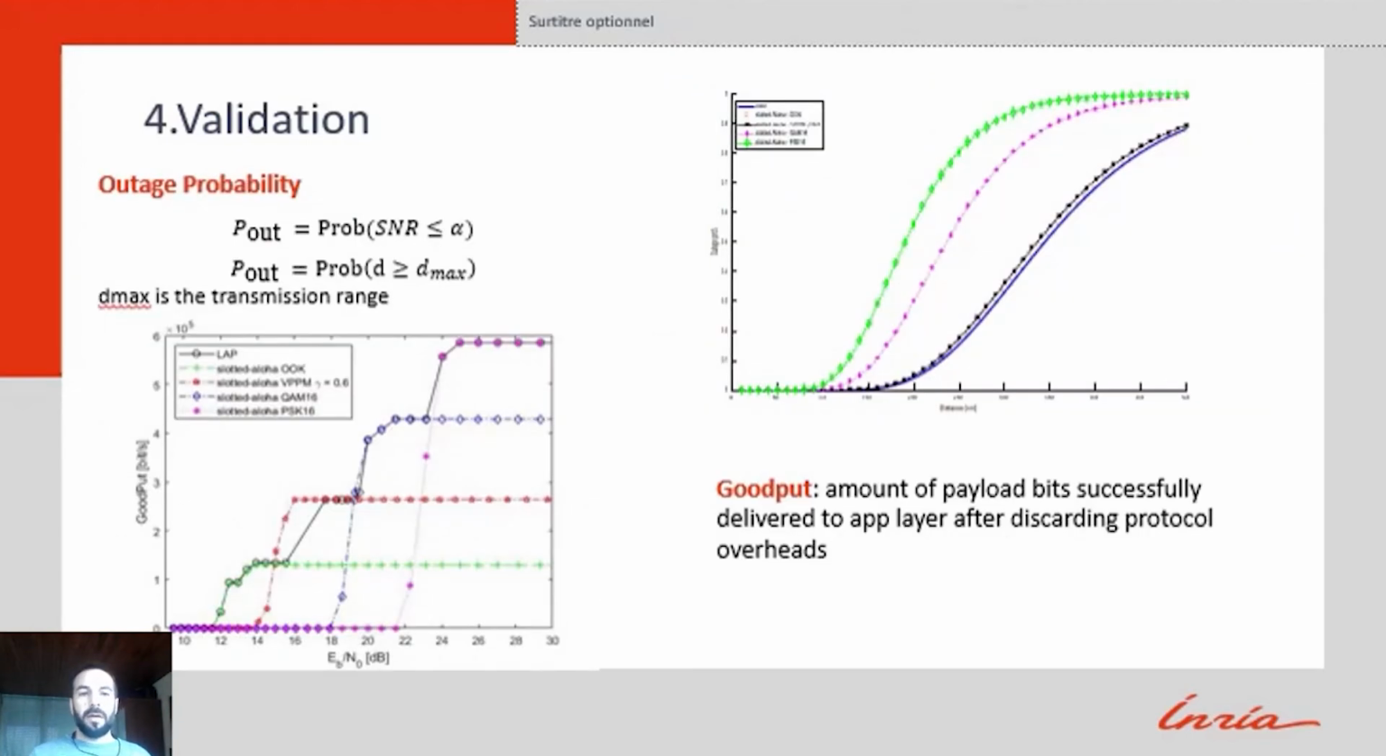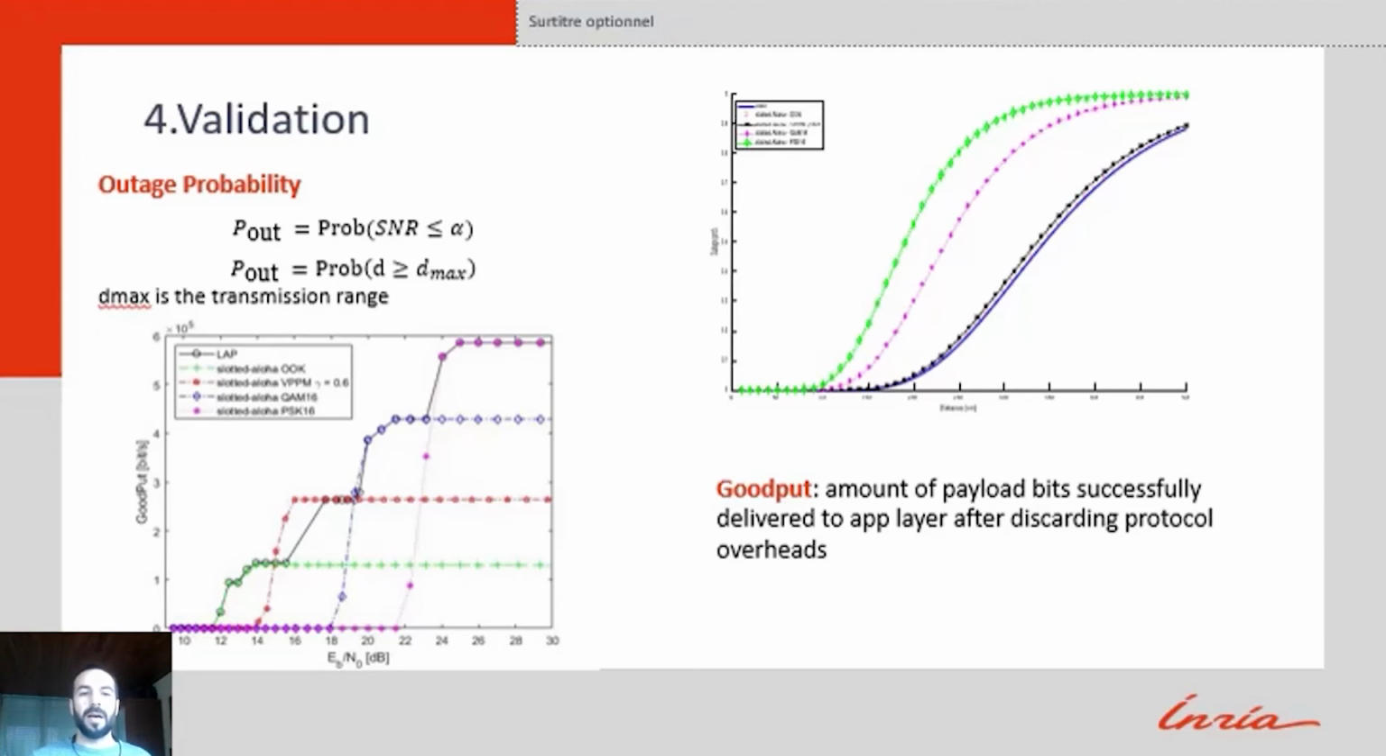In order to evaluate the connectivity of the link adaptive protocol, we define outage probability as the probability that the signal quality falls below the threshold at the cell edge. SNR can be translated into distance, so the outage probability is the probability that the distance between transmitter and receiver is bigger than the receiver coverage Dmax.